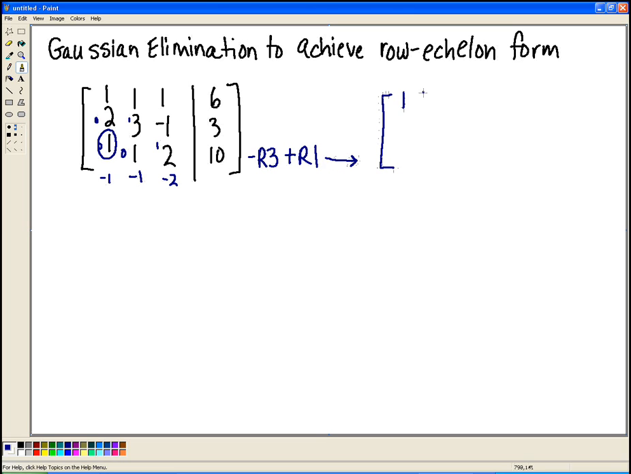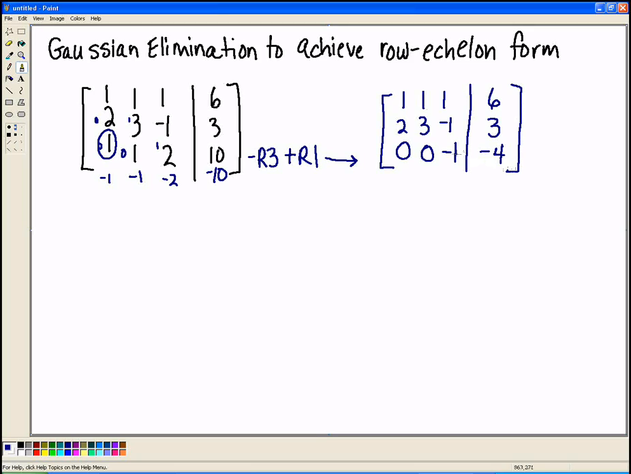Alright? So I'm not going to change row 1. I'm not going to change row 2. Alright? All I'm going to do is take these numbers and add them to row 1 and stick it into row 3. So I get -1 and a +1 gives me 0. A -1 and a +1 gives me 0. A -2 and a +1 gives me a -1. And I forgot this, I got to do this side too. A -10 and a 6 gives me a -4. Okay, so that's all I did.